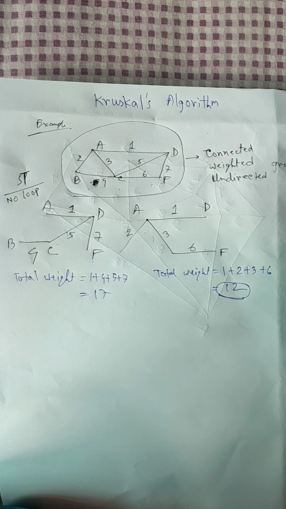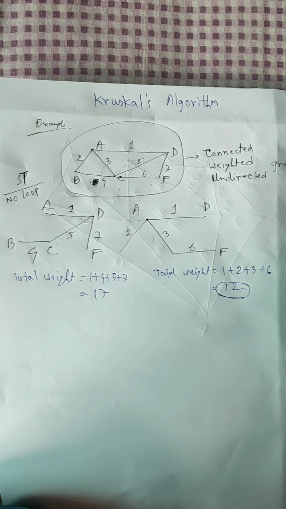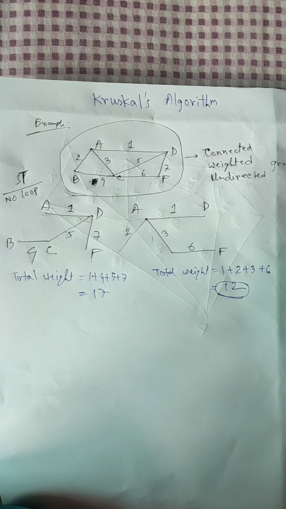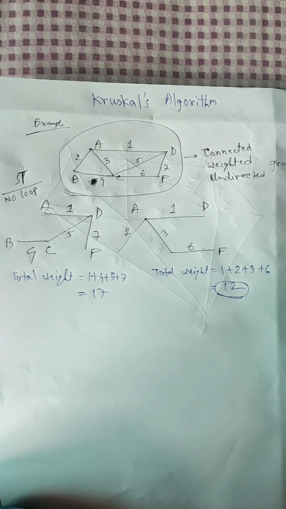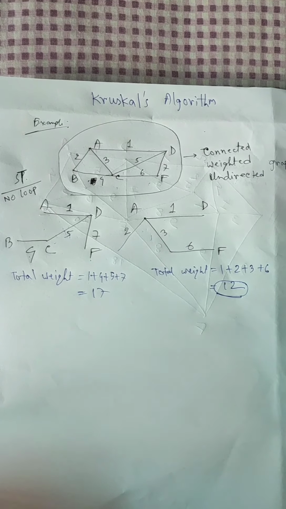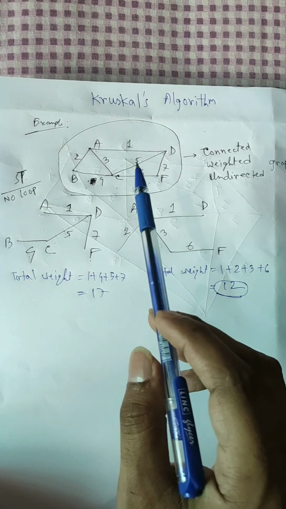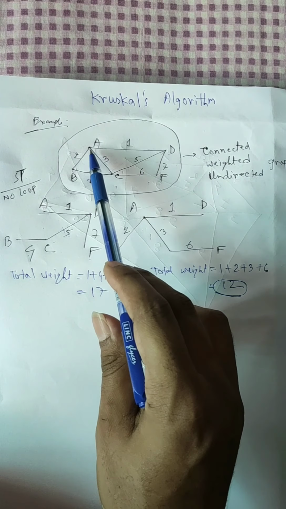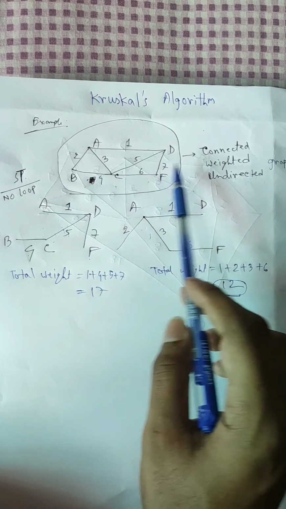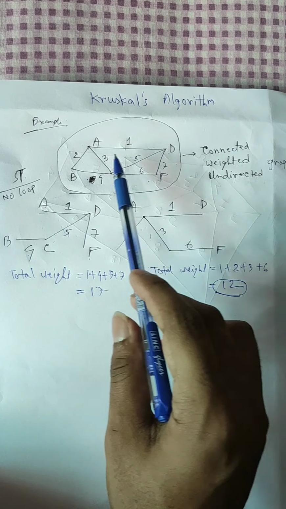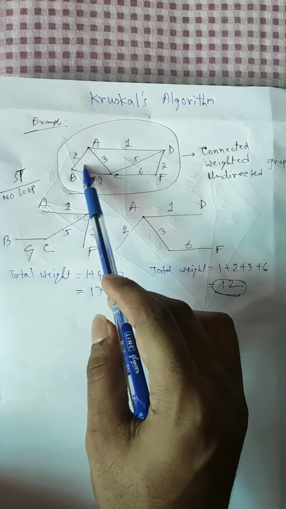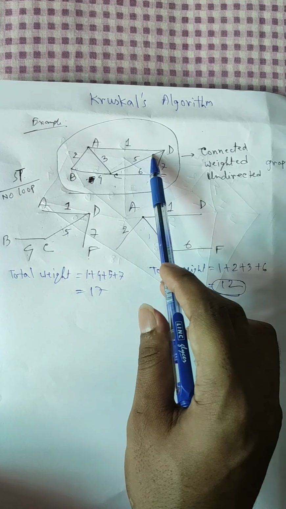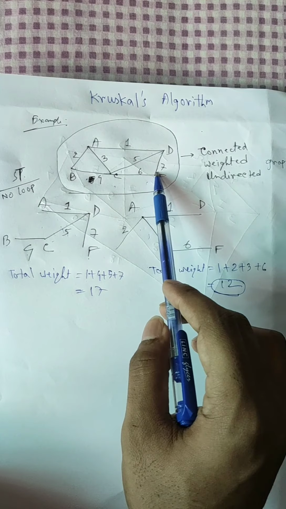Today we will learn about Kruskal's algorithm for finding the minimum spanning tree from a weighted, connected and undirected graph. So first of all, the question is what is a spanning tree and what is a minimum spanning tree. Suppose this is a graph which is connected because all vertices are connected, and this is weighted because all edges have weight, and this is undirected because there are no directions on the edges.